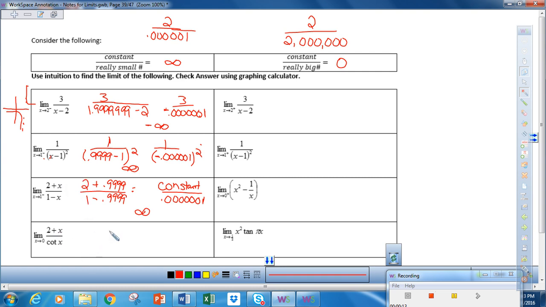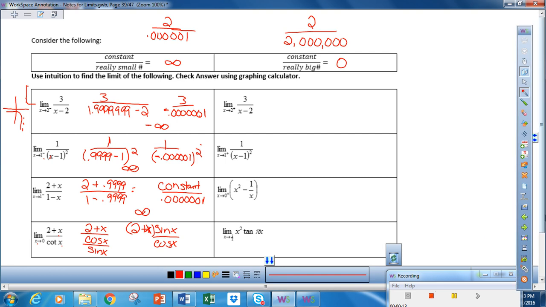This one's a little tricky, okay? So we have (2 + x) over cotan x. Well, I can write cotan x as cosine x over sine x. And then multiplying by the reciprocal, I can say this is (2 + x) times sine x over cosine x. And I'm taking the limit as x approaches 0.